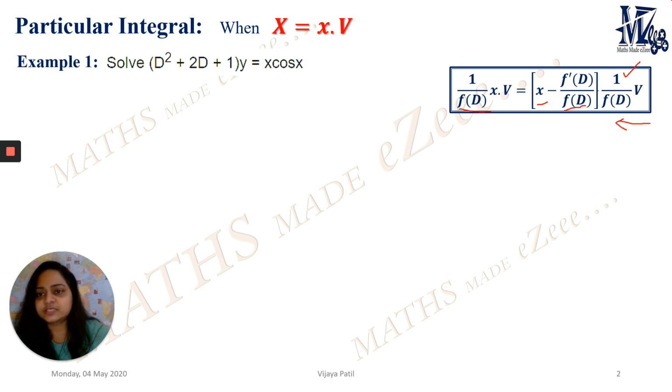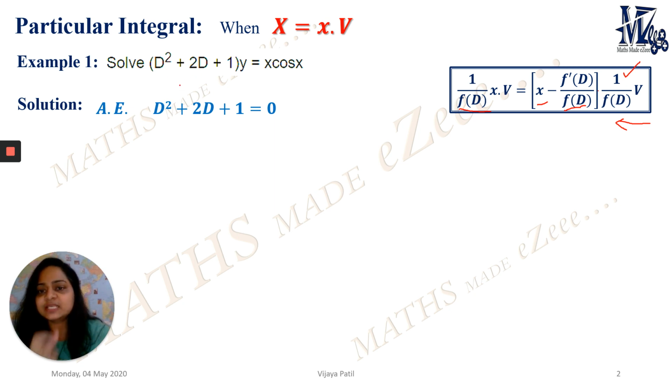Let us go and solve the first example, that is D square plus 2D plus 1 on y equals x cos of x. What is the auxiliary equation? It's D square plus 2D plus 1. What are the roots? The roots would be minus 1, minus 1. This is a real root, but it is repeated twice.